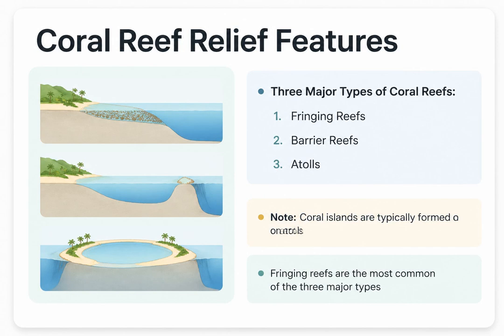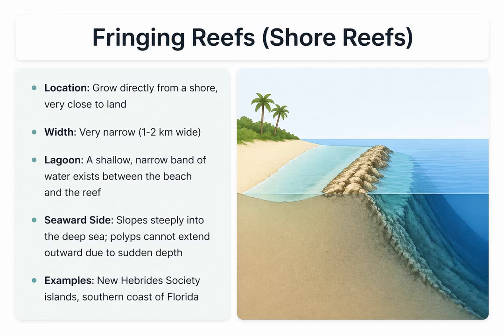Geologists and marine biologists classify coral reef structures into three major relief features based on their morphology and relationship to the land. These are fringing reefs, barrier reefs, and atolls. It is worth noting that classic circular coral islands are typically formed on top of atolls. Among these three distinct formations, the fringing reef is by far the most common type found in the world's oceans. Fringing reefs, also known as shore reefs, develop directly along the coastline, attached to the landmass. They are relatively narrow, usually only 1 to 2 kilometers wide.